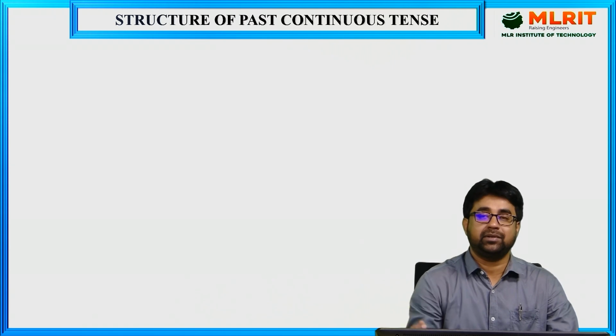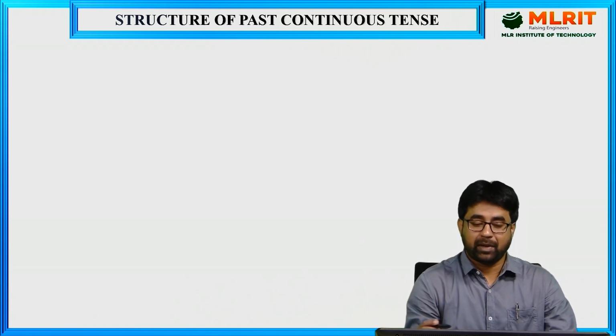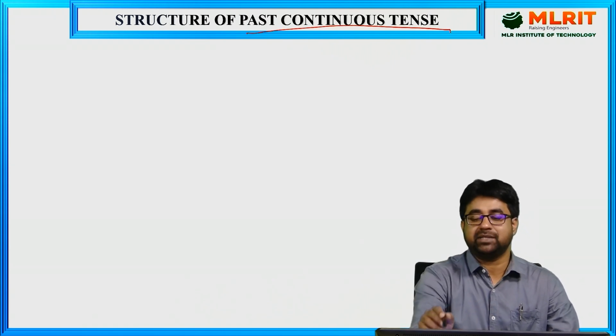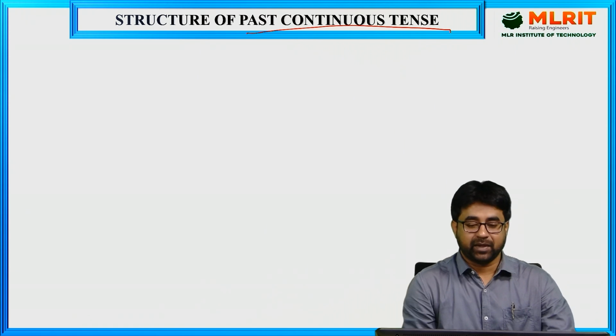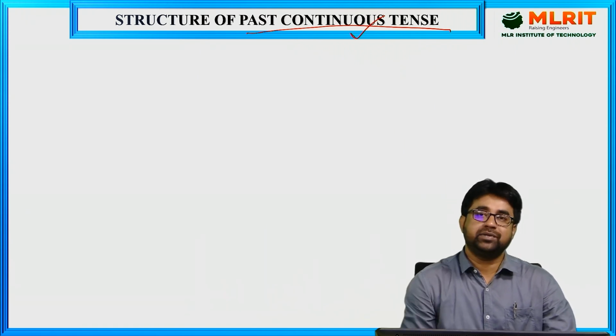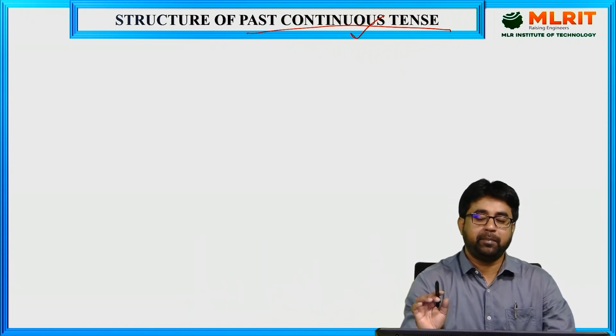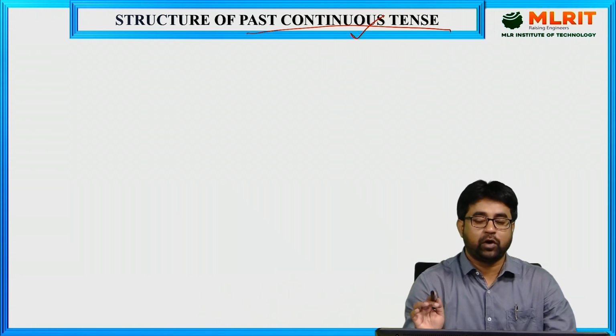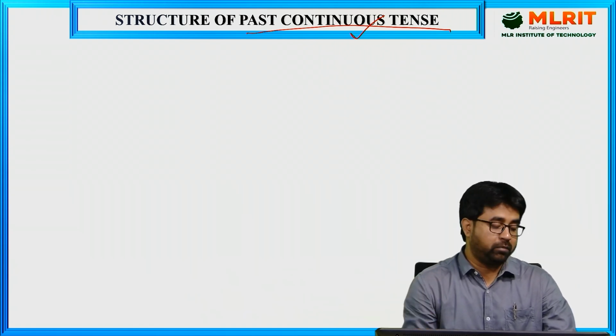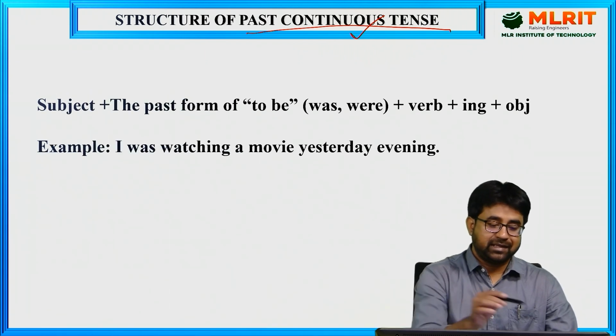Now let's come to the second aspect of past tense. What is it? Past continuous tense. Right. So one thing, whenever you see continuous, please remember that the verb form will always be in ing form. You need to always use the V4 form. Right. Now let's see the structure first.